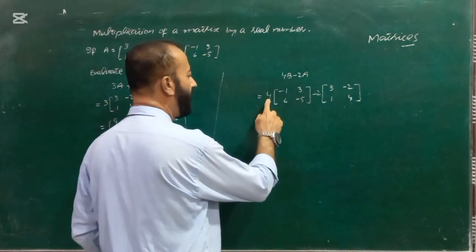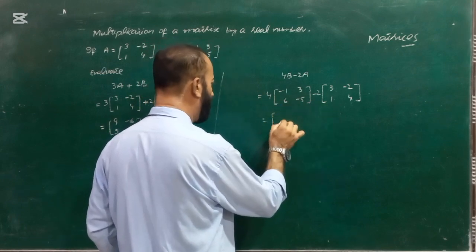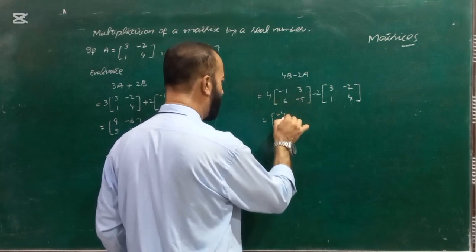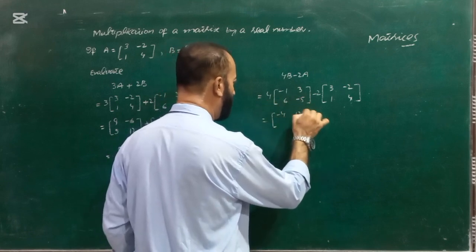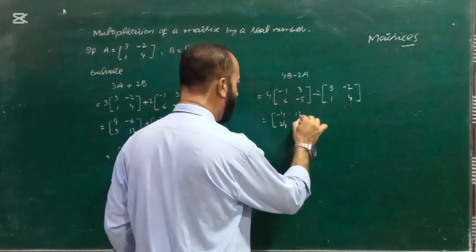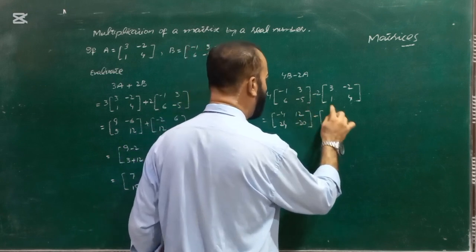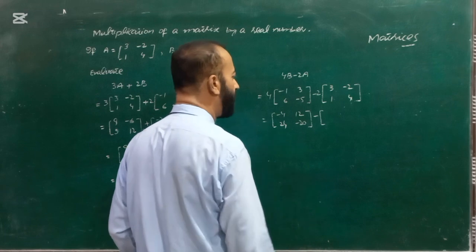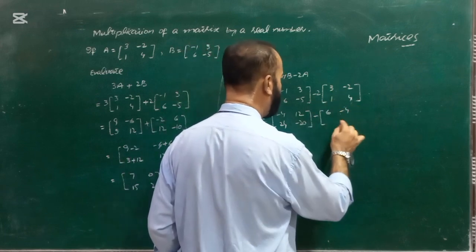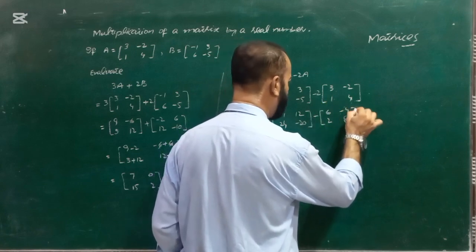So likewise, the elements outside the matrix will be multiplied inside first. So look now, 4 is going to be multiplied with each and every element of the matrix. So 4 minus 1s are minus 4, 4 3s are 12, 4 6s are 24, and 4 minus 5s are minus 20. This minus sign is still there, and this 2 is going to be multiplied inside the matrix. So 2 3s are 6, 2 minus 2s are minus 4, 2 1s are 2, and 2 4s are 8.